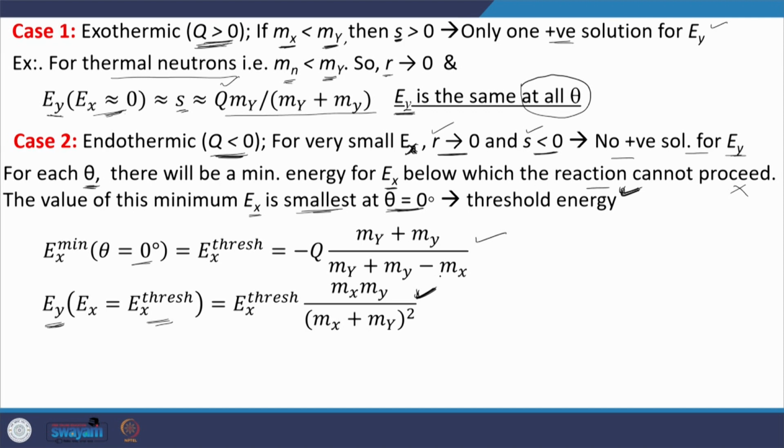We will continue the discussion on the kinematics of the nuclear reaction in the next lecture, seeing more aspects of the energies of the projectiles and ejectiles, what the relation is, and in another frame of reference as well.